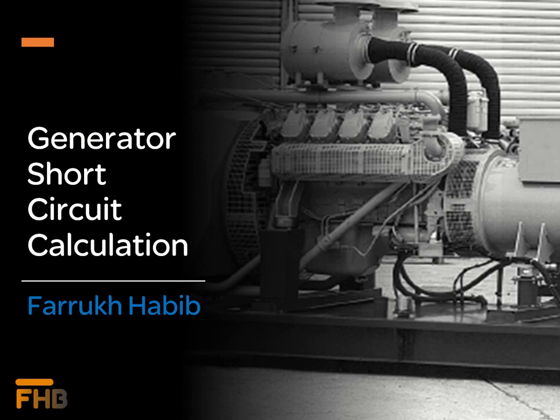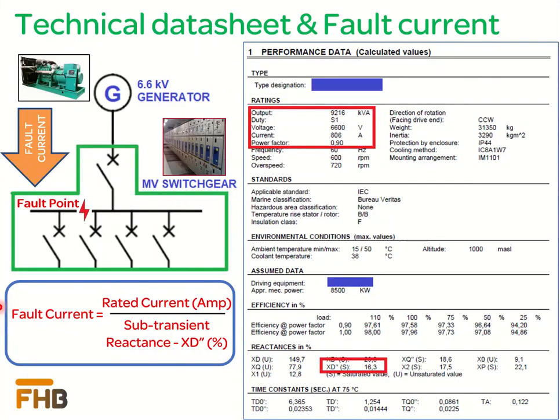In today's video, we will learn to calculate the value of short circuit current contributed by an industrial generator in case of a fault in the power network. It is important to mention that this calculation provides the base for the selection of power network design. Whenever a fault occurs in the system, electrical components connected to the system will start to contribute towards the fault point. Today, we are only looking at the contribution from the generator side.